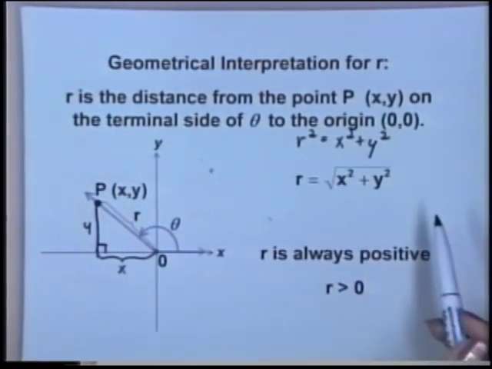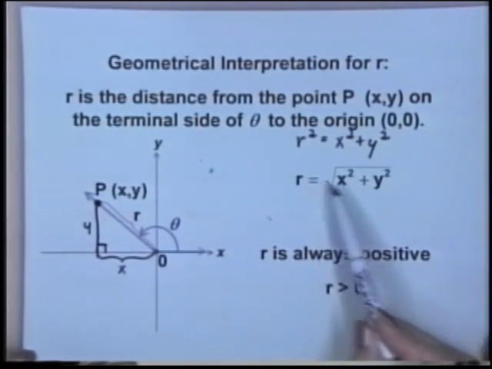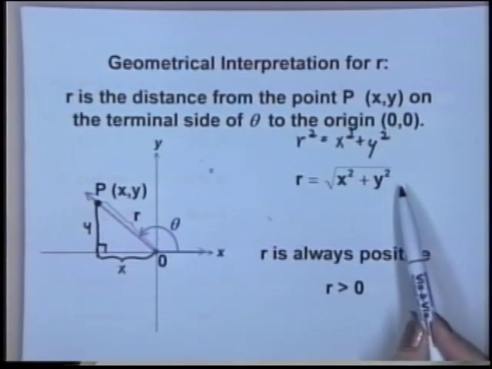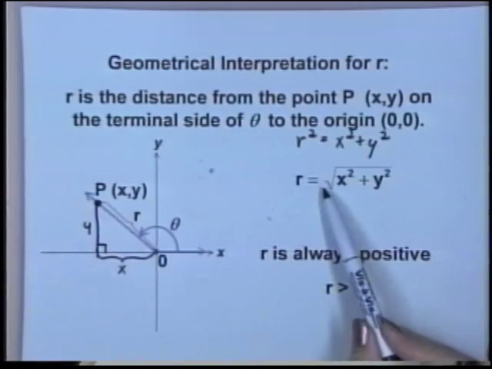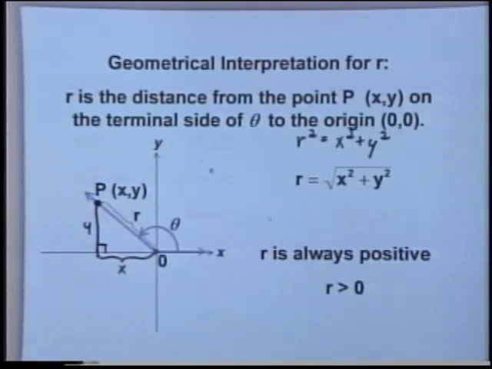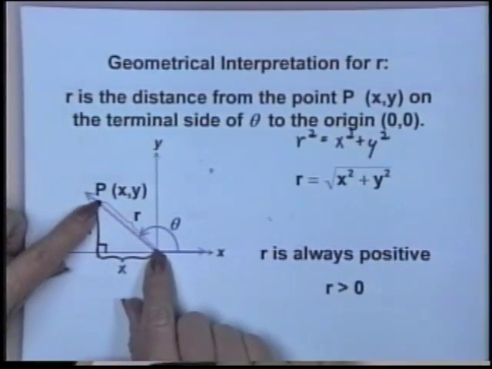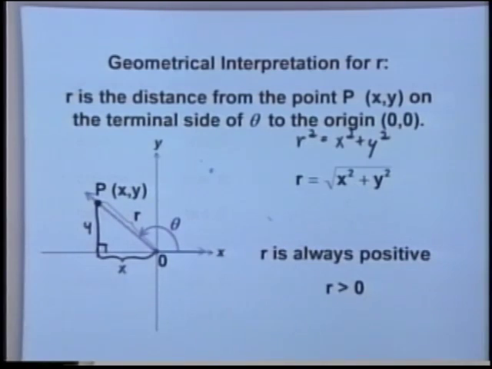And then if we extract roots, we know that r is equal to the square root of x squared plus y squared. Notice we only put the positive square root, and the reason is because r is always positive because it represents a distance. The way that we state that it is positive is we say r is greater than 0.